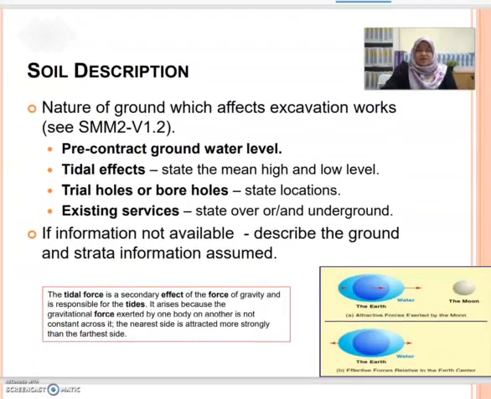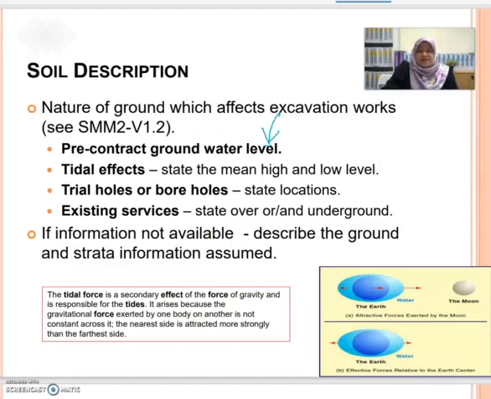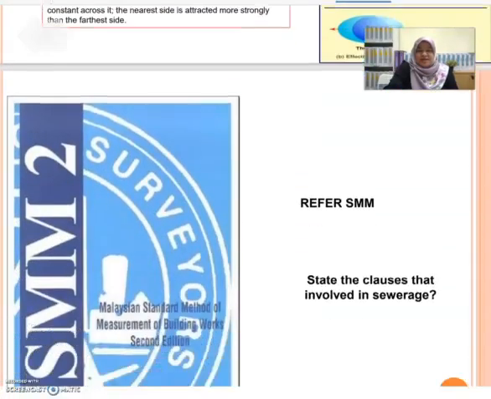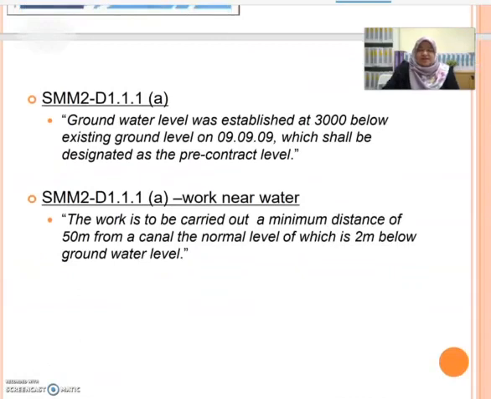Among the things that you can describe under this general information, if you look at section V of your SMM, which is V.1 information, are the groundwater level, tidal effect, trial holes, and existing services. As mentioned last week, this is an example of how you are going to write this V.1 general information on the current situation of your site. Okay, you're going to have this description.